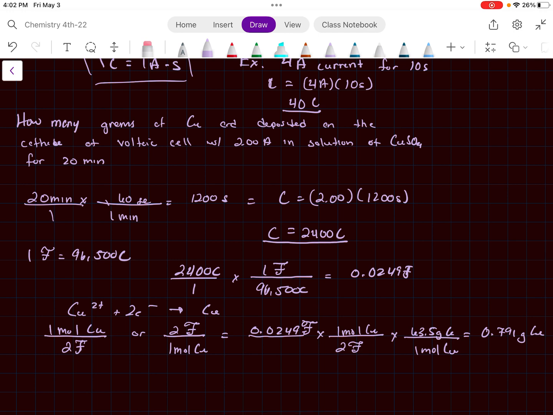To figure this stuff out, you just have to use a little bit of analysis and cancel units, and you're set up. Make sure that you become very familiar with your formula sheet. I'll go ahead and stop the video here, and then we'll finish up with galvanic cells.